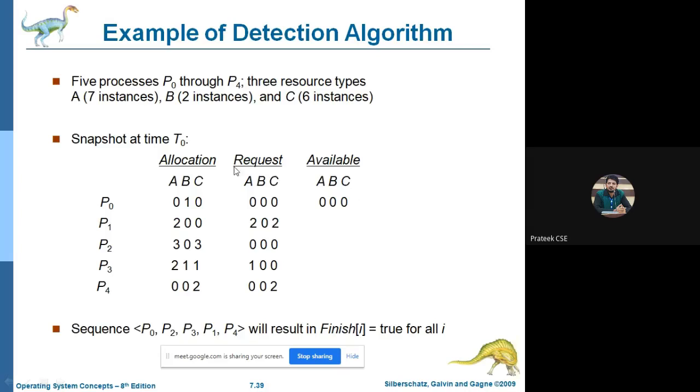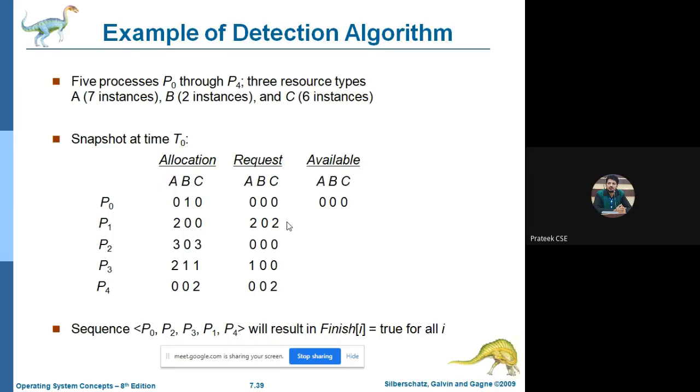And instead of max, here we have request. So that means process P0 currently has 0, 1, 0 allocated and it is requesting for 0, 0, 0. Process P1 currently has 2, 0, 0 already allocated and it is requesting for 2, 0, 2. So this is what we have to understand from here. We do not need to calculate the need matrix. So we can see the same concept we have to apply here.